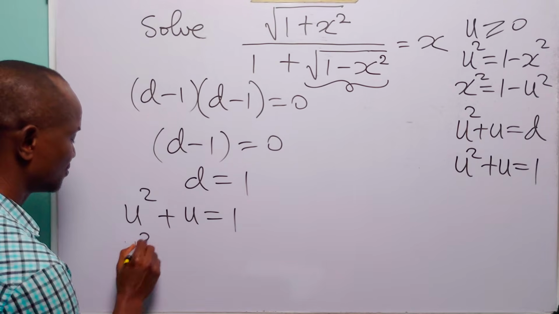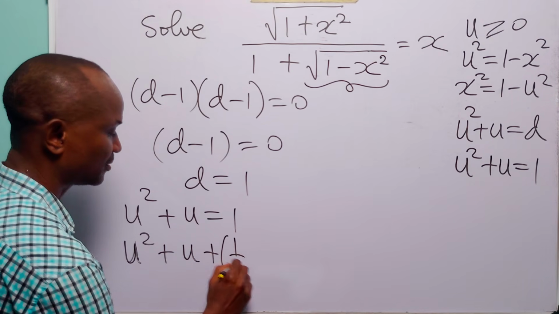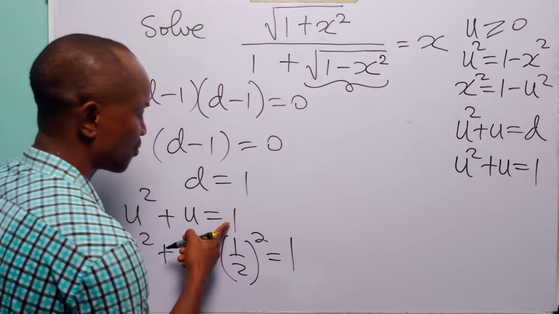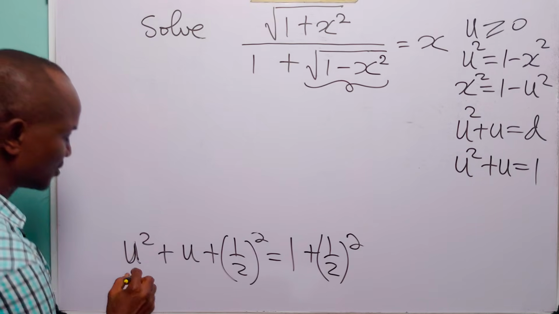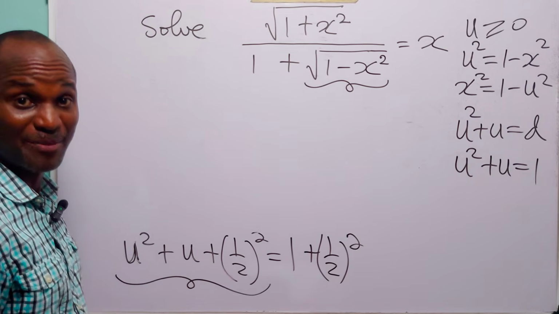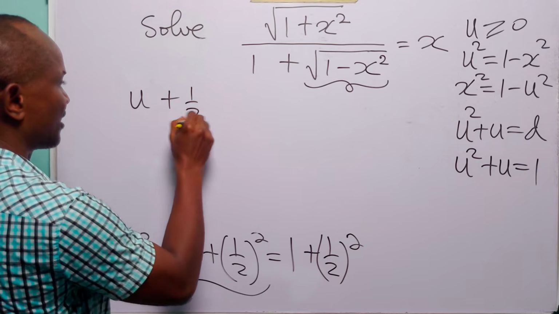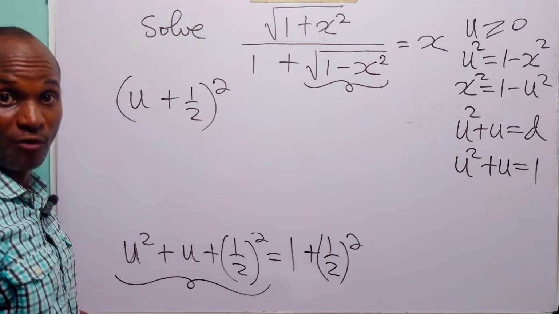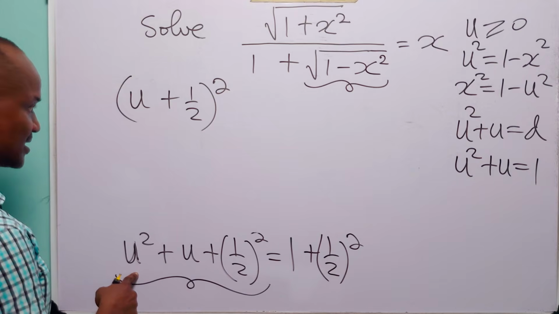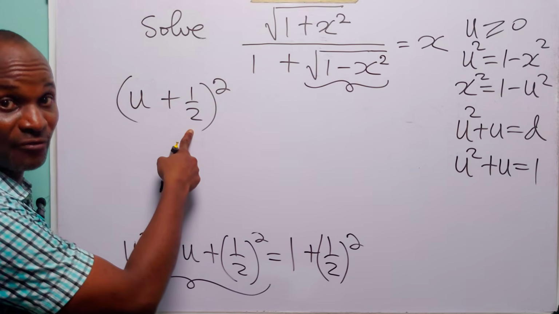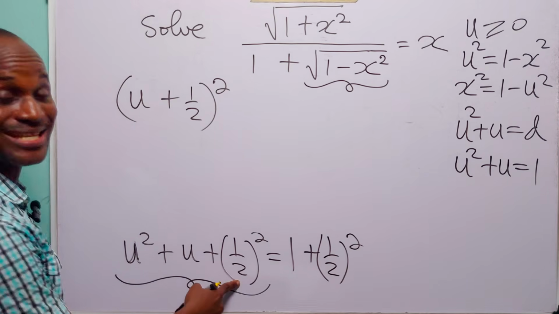So we have u squared plus u plus 1 over 2 squared is equal to 1 plus 1 over 2 squared. Now notice that on the left-hand side of this equation, we have a perfect square. So we take one u and we take one half and we square both. Of course, you know that if we expand this, this is exactly what we are getting because we have u squared, which is this. We have 2 times u times half. 2 times half is 1, so that is u. And then we have half squared, which is exactly that.